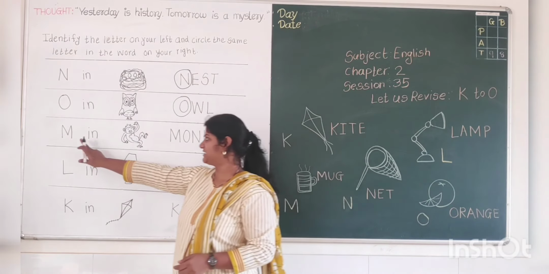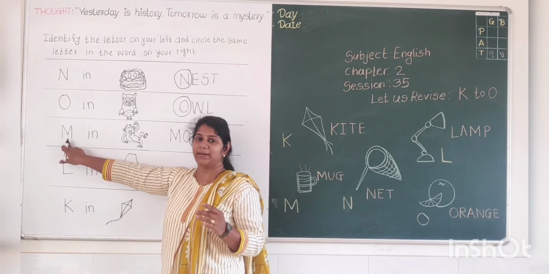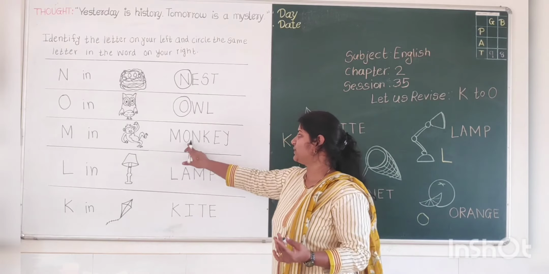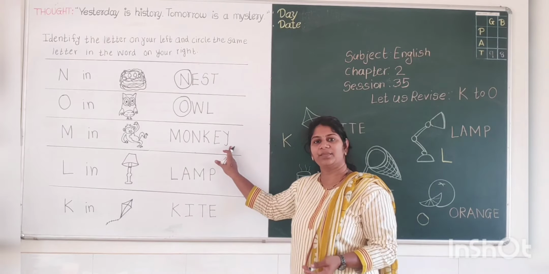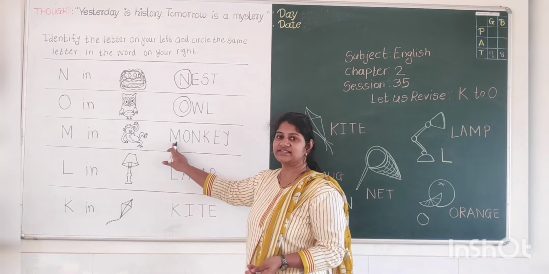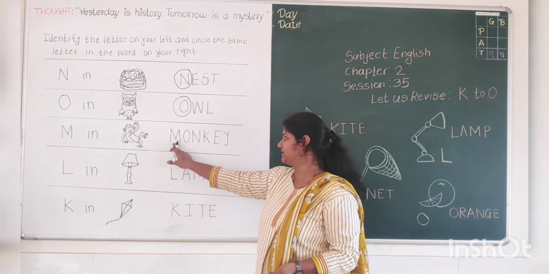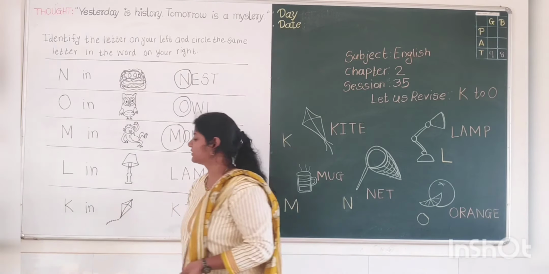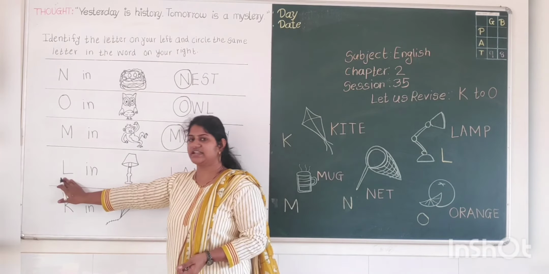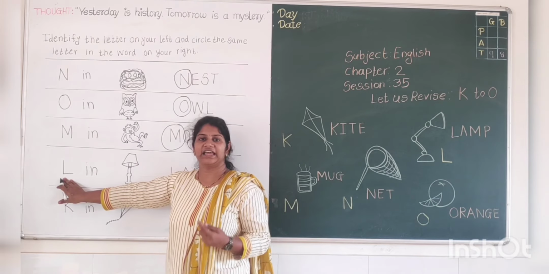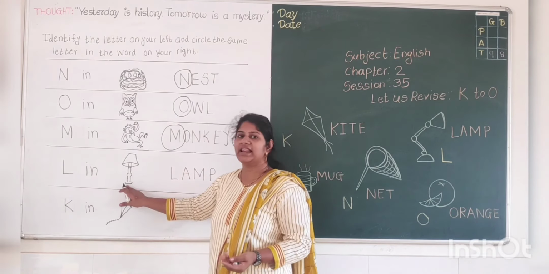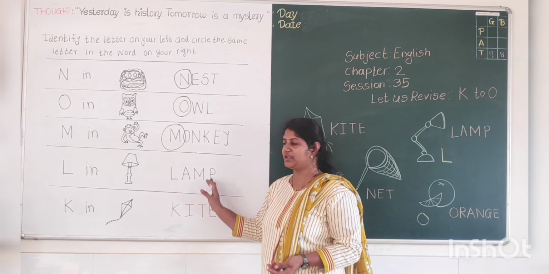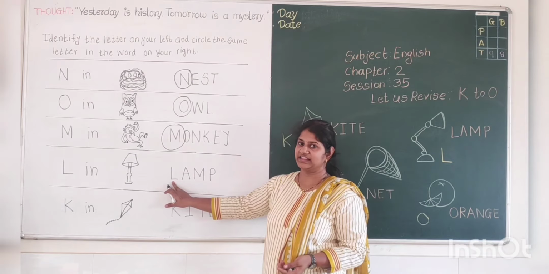Okay? Next. M. M says M. M for monkey. M-O-N-K-E-Y. Monkey. This is letter M. Right? Now I am going to circle here. Okay? Next. This is letter L. L says L. L for lamb. L-A-M-B. Lamb. Okay? This is letter L.